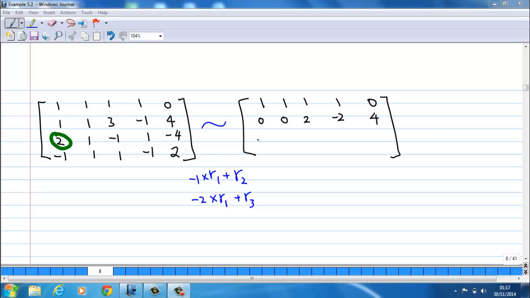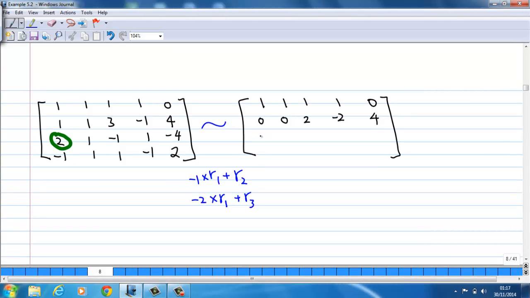To create a 0 in the third row, first column, we can take the first row times negative 2, add it to the third row. And then the third row becomes 0, negative 1, negative 3, negative 1, negative 4.